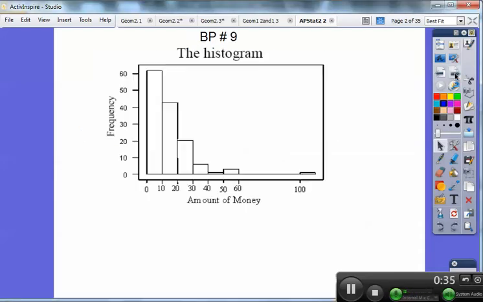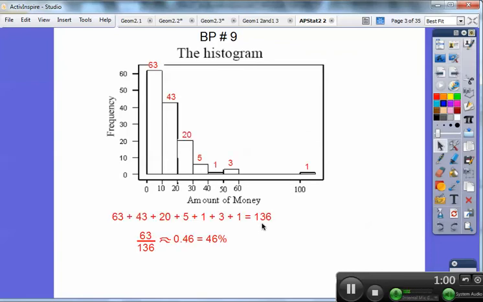All right, so here's that histogram that you wrote down from board problem 9. We're interested in this bar right here. So this is my under $10. It looks like this goes up to about 63. This one goes over to about 43. I'd say about 20 on this one. I wrote the heights up here, and then I added all those up. When I add them all up, I got 136. The little bar right there, I'm assuming it's 1. Same with this outlier right here.